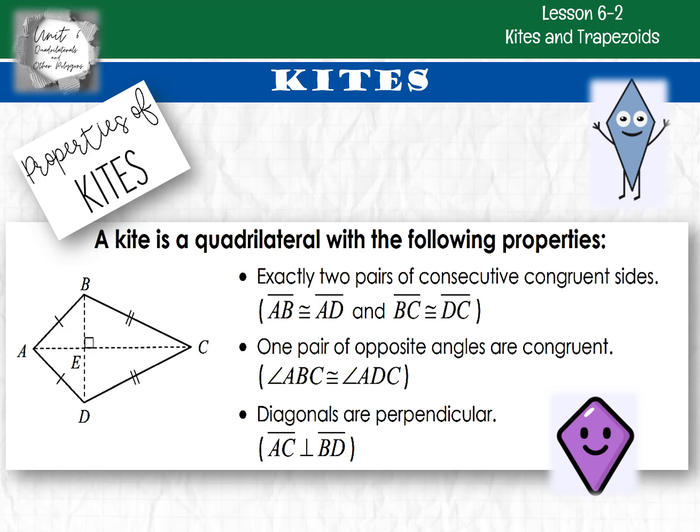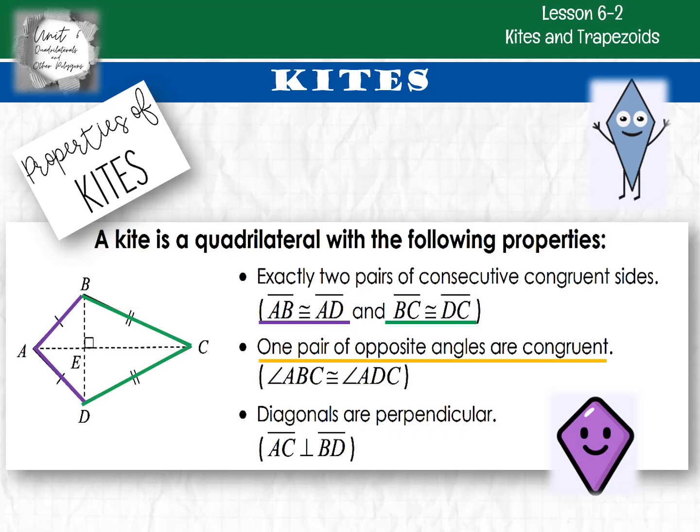Properties of kites. A kite is a quadrilateral, a four-sided figure, with the following properties. Exactly two pairs of consecutive congruent sides. So segment AB is congruent to segment AD. Those are consecutive. They're also marked. Segment BC is congruent to segment DC. Those are congruent in green. They're also marked with two slashes.